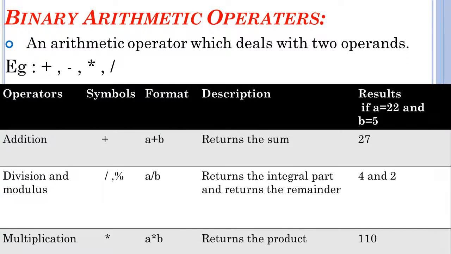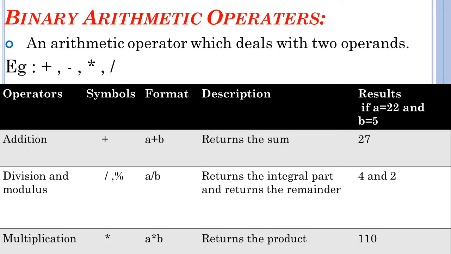You can see this table, you will get to know the operator as addition, the symbol will be plus. What is the format of this binary arithmetic operator for addition? A plus b, adding two numbers, dividing using two numbers, multiplying two numbers, like that. First, for a plus b, the description means it will return the value of the sum. What is the value of that? A I have given 22, b equals 5. 22 plus 5 is 27.